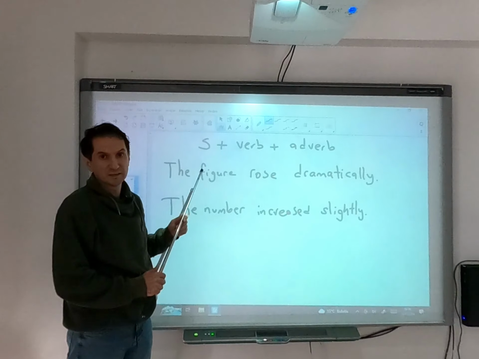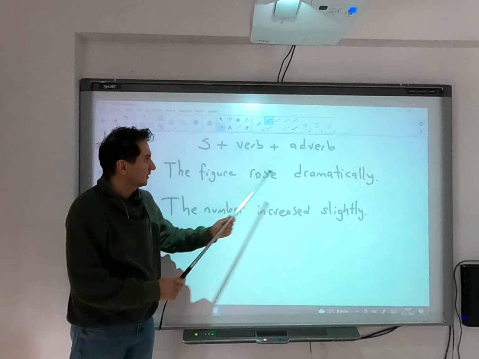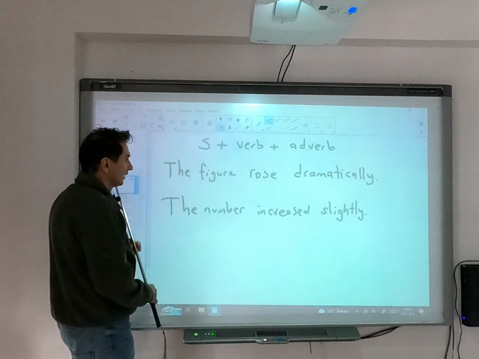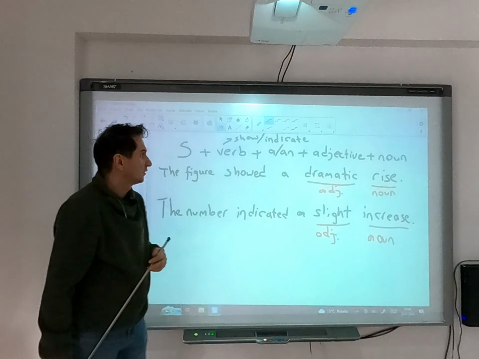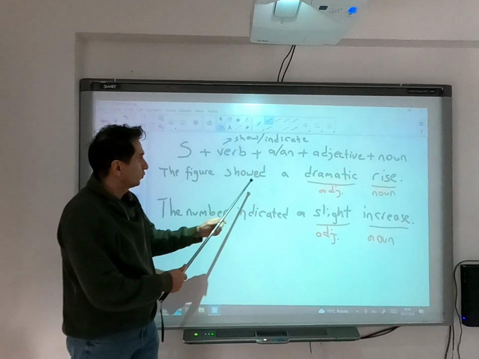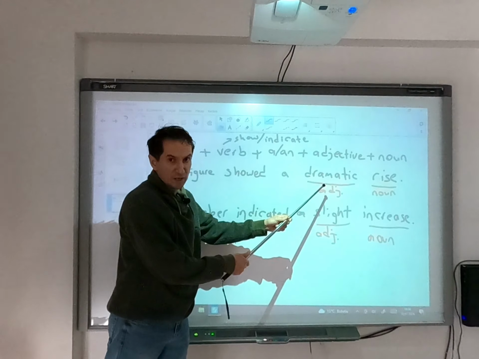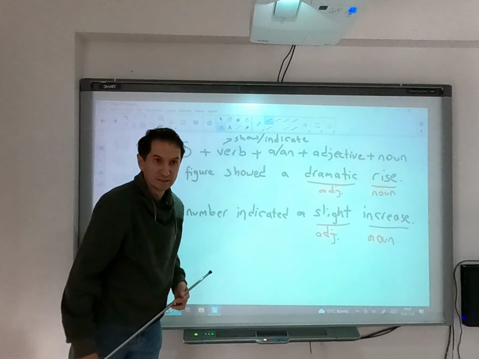You have the subject, let's say figure or number. You can say the figure increased dramatically as we put here, okay? Or what you can do is you can have an adjective noun form, okay? So you can say figure showed a or an, depending on the adjective, okay? Dramatic rise or a slight increase.